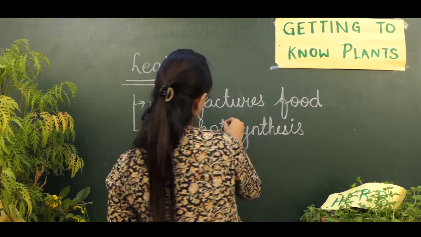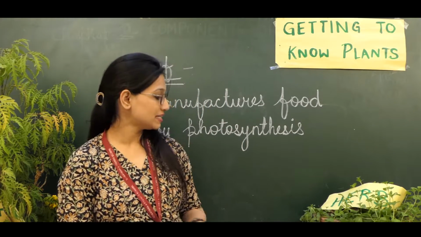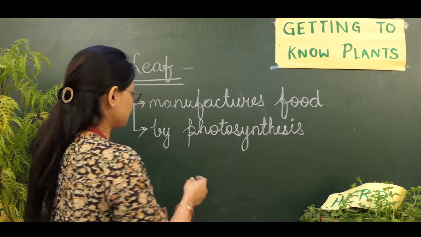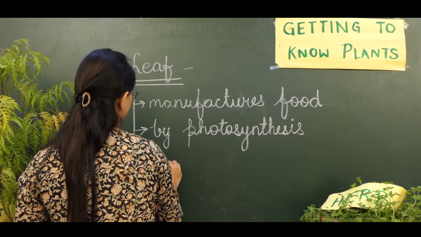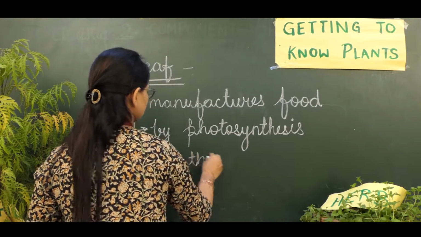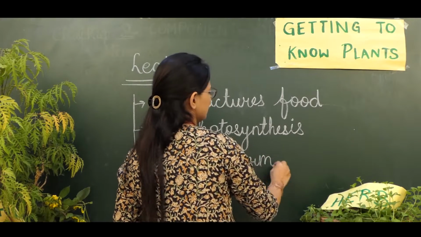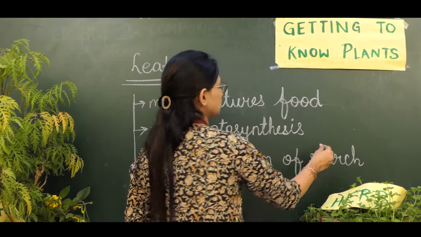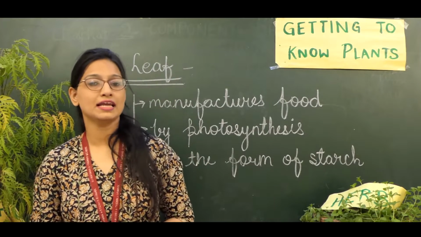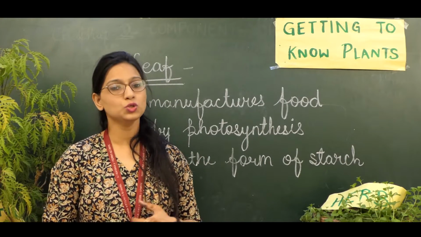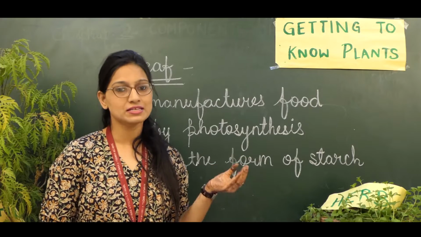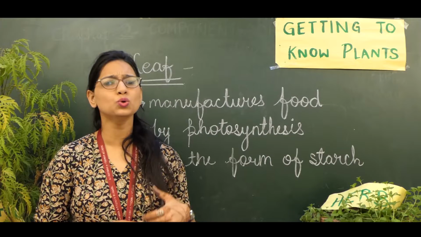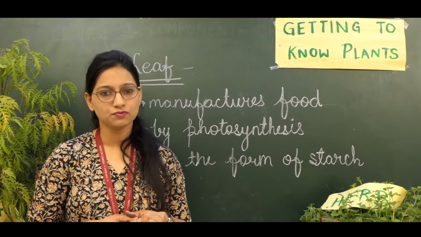Now, when they manufacture food, it is present in the leaves in the form of starch. How is it present? It is present in the form of starch. Now, in the last chapter, we have seen the test of starch. Do you all remember that? We have seen that if you put a few drops of iodine solution on a substance which has starch, the substance turns the color of the iodine solution to blue, black or a purplish kind of color, right?